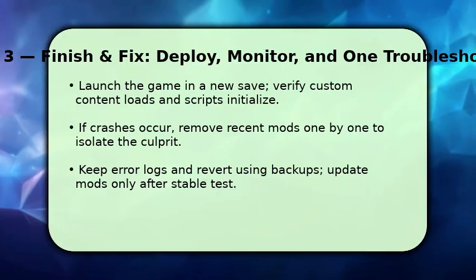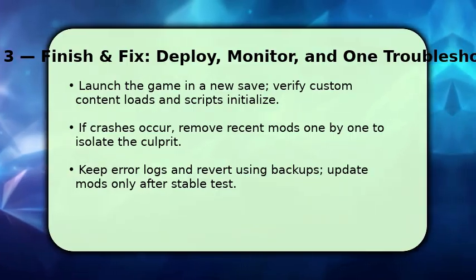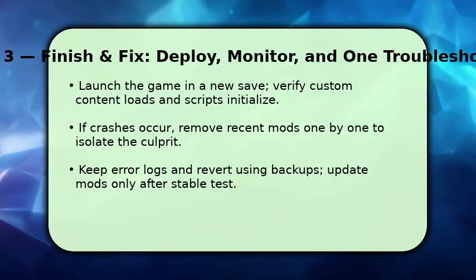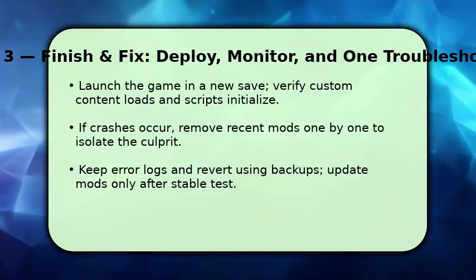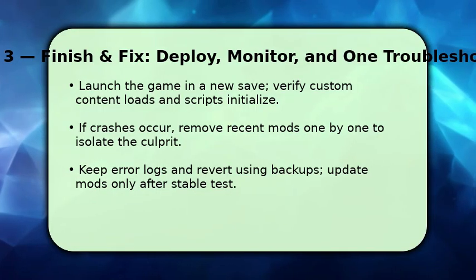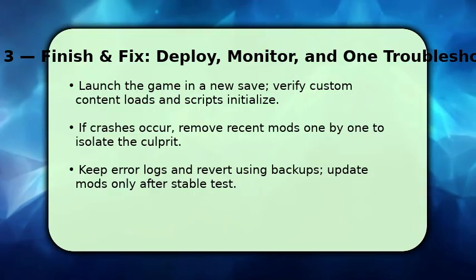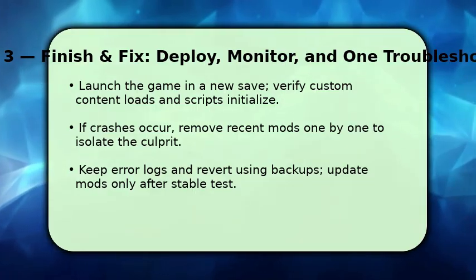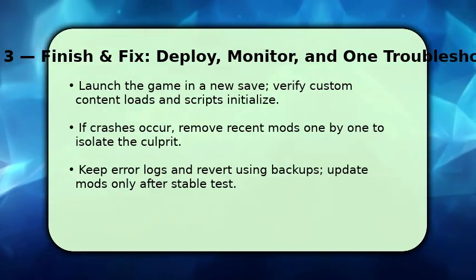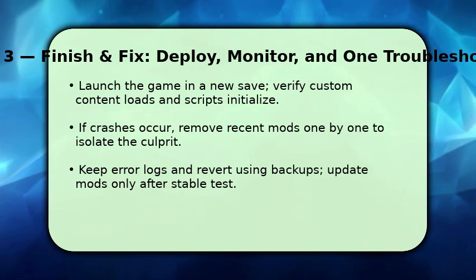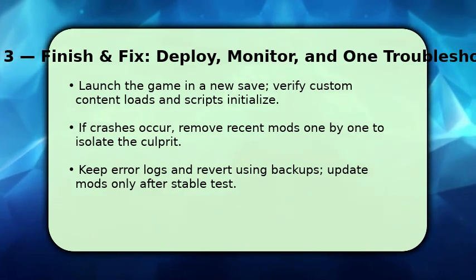If you encounter crashes, disable recent additions and reintroduce them one at a time to isolate the problem. This binary search method quickly narrows the culprit. Make note of any log entries and use your backup to restore a working set if needed. Finally, only re-enable the full collection after several stable launches, and keep backups for every major update.